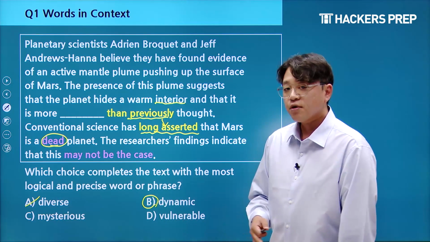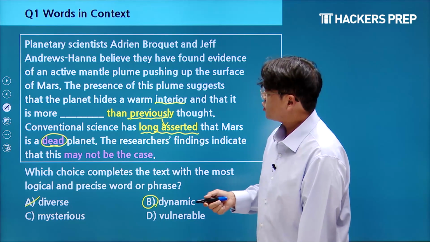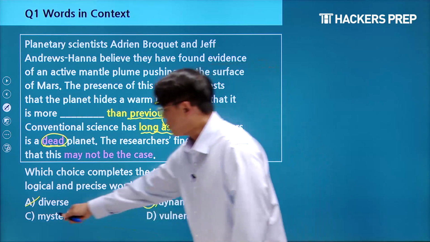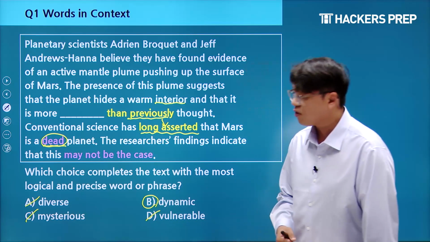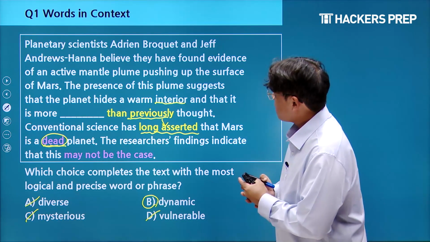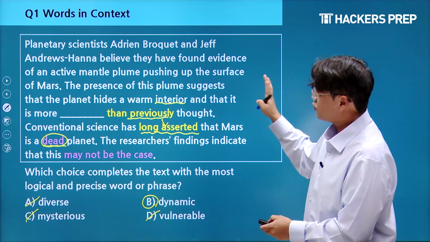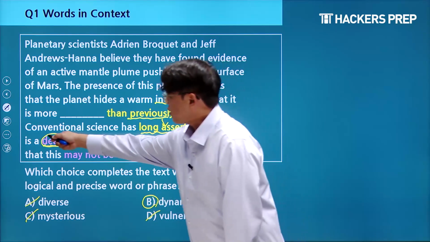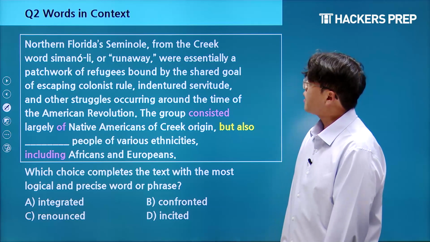So is the word mysterious, because we're talking about the interior of Mars and how it's not dead, not inactive. So mysterious receives no contextual support, as well as the word vulnerable. Vulnerable means weak or susceptible to damage, right? Okay, so to sum everything up, the first question provides a contrast structure, and the clue comes from the word dead. All right, so moving on to the second one.